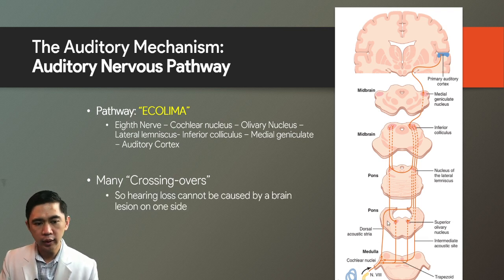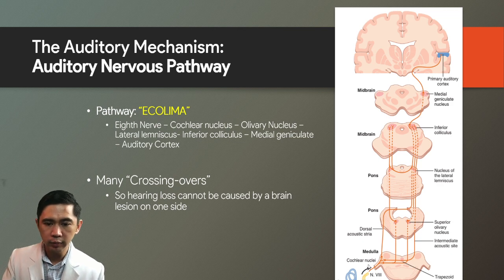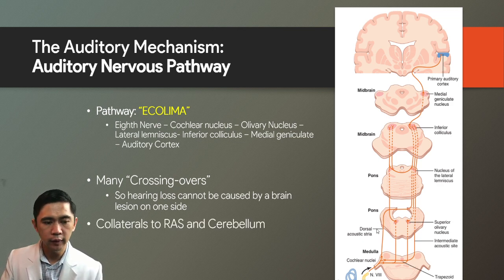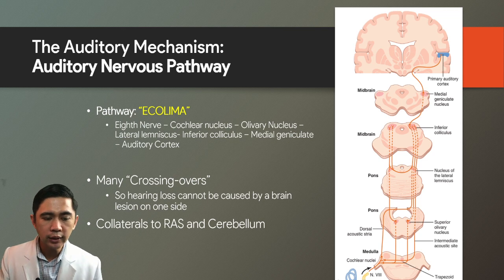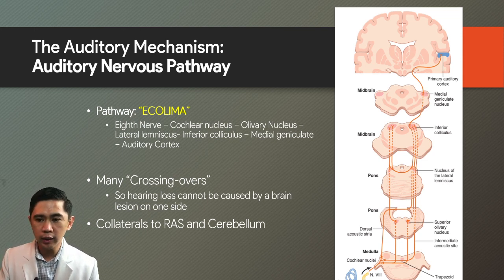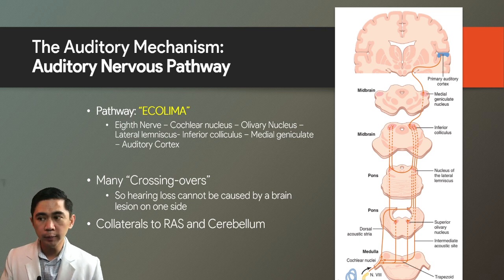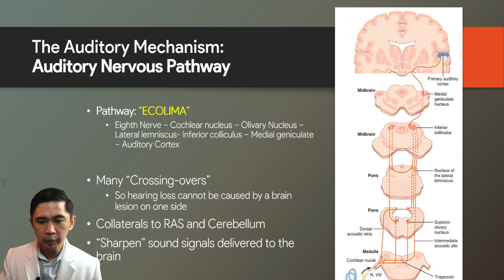So hearing loss cannot be caused by a brain lesion on one side because there are many crossovers. There are also collaterals to the RAS and the cerebellum, and it is exemplified when we hear a startling sound, we wake up or we begin to startle. The auditory nervous pathway, by its many nuclei, sharpens the sound signals delivered to the brain.